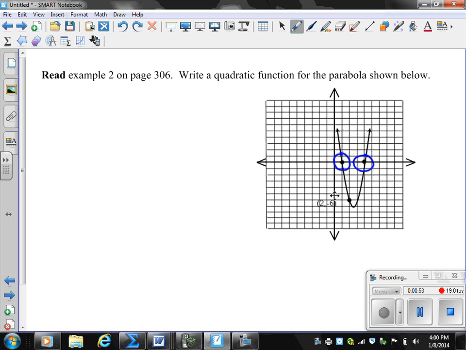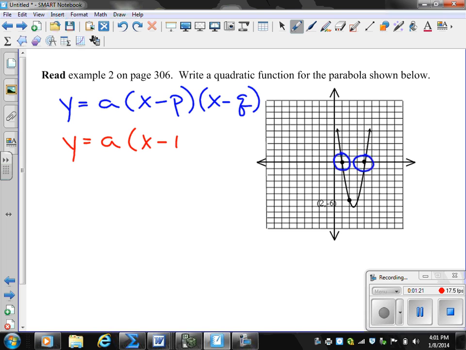So if we have our two x-intercepts, we should probably use intercept form. If you don't remember what intercept form is, here we go. y = a(x - p)(x - q), where p and q are the x-intercepts. So we said the x-intercepts were at 1 and at 4, so I'm going to substitute in 1 for p and 4 for q.